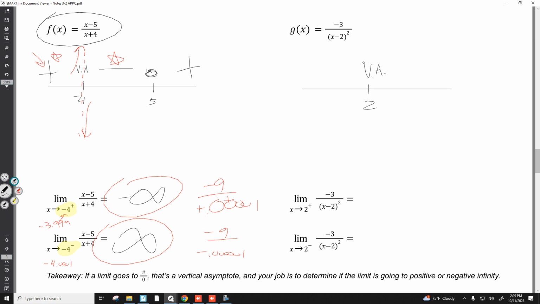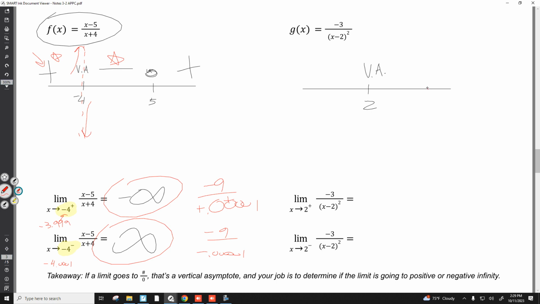Do your sign chart. Oh, you see that multiplicity? That's big. Don't put negative 3 down. Don't put 3 down. That's not a 0. Only 2 is a 0. It's not x minus 3. Oh, nice. Because this thing is 3. 2 is not a 0. 2 is a vertical asymptote.